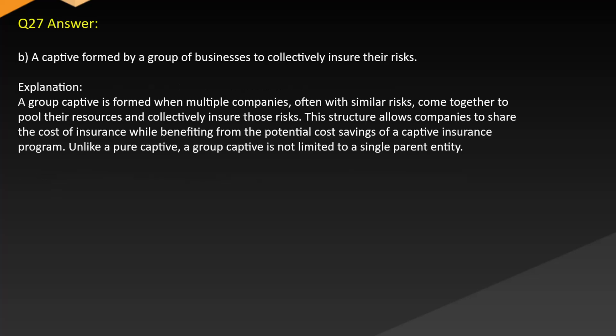Answer: B. A captive formed by a group of businesses to collectively insure their risks. Explanation: a group captive is formed when multiple companies, often with similar risks, come together to pool their resources and collectively insure those risks. This structure allows companies to share the cost of insurance while benefiting from the potential cost savings of a captive insurance program. Unlike a pure captive, a group captive is not limited to a single parent entity.